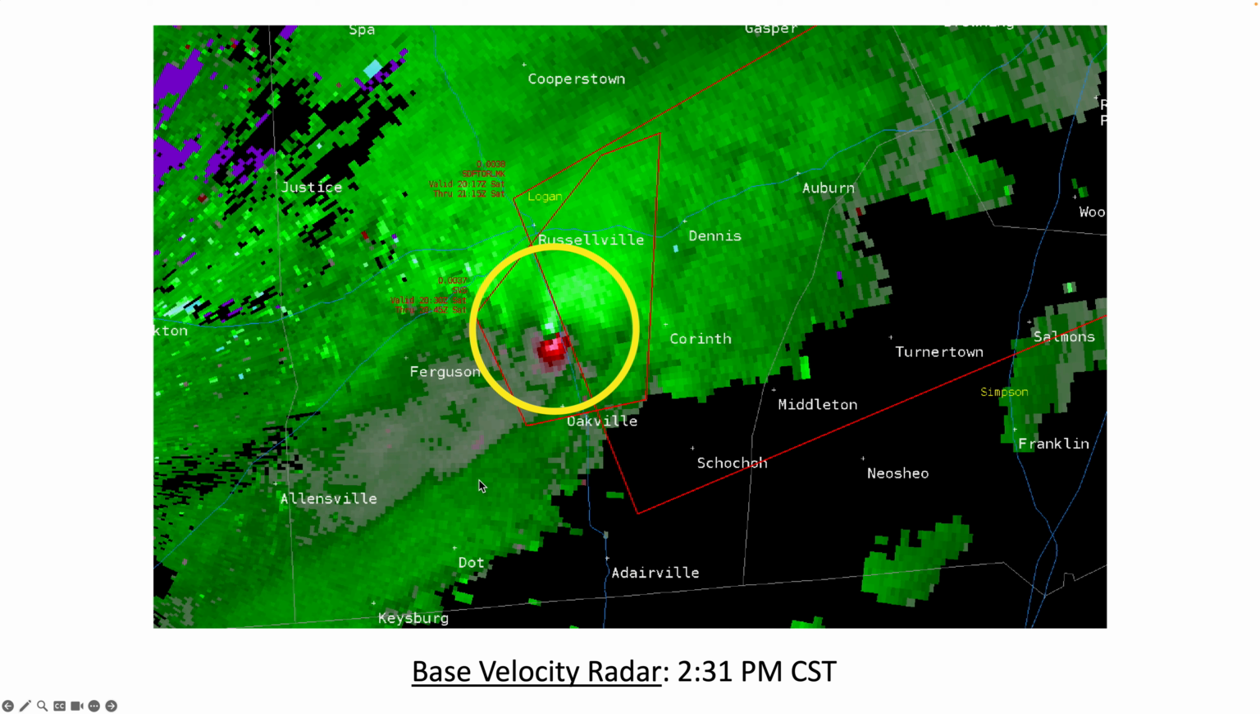Okay, this is a really, really nice image of the tornado in base velocity mode for Doppler radar. So Clarksville is, I can't remember exactly where Clarksville is. I think it's right off of the left side of the map here. You can kind of see the radials shooting out right here. So Clarksville is probably right about where my cursor is.